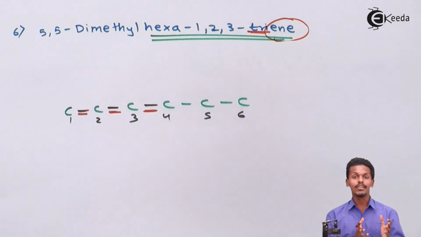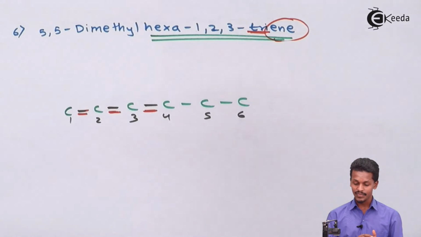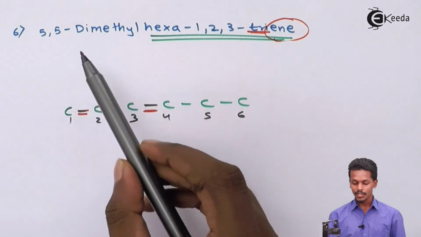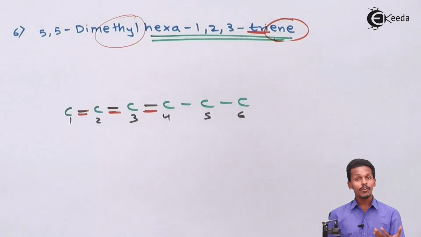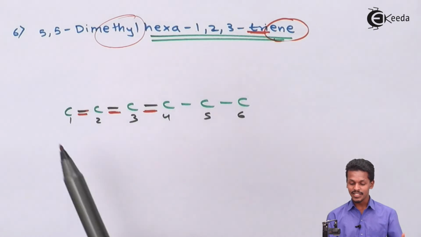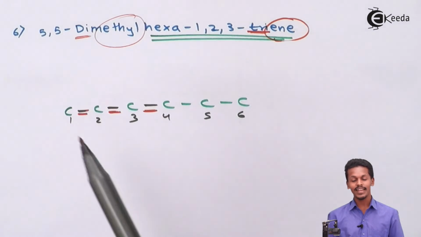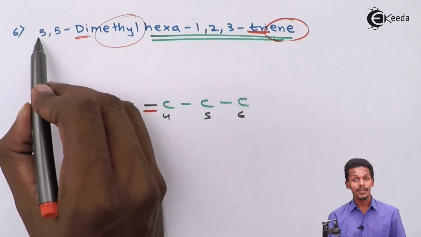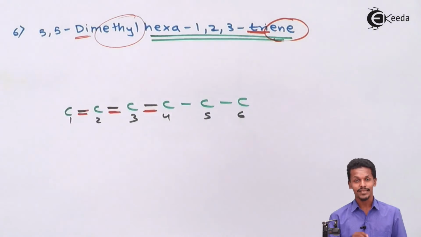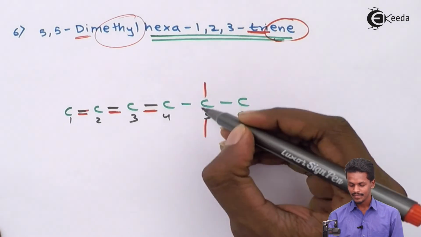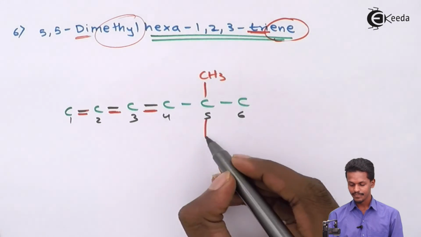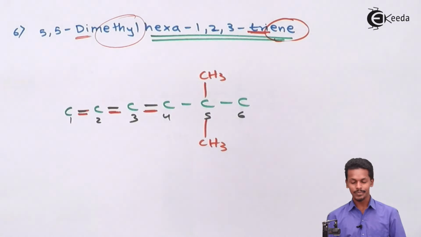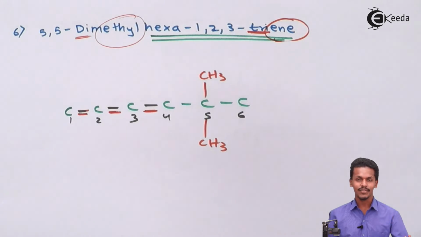And now talking about the groups that are attached on this parent chain, that is nothing but methyl group. And the methyl group is not only one, there are two methyl groups, because dimethyl indicates two methyl groups, and they are attached at carbon number 5 and again at carbon number 5, making it CH3 as a methyl group. So almost the work is done, and now we have to fulfill the valency.